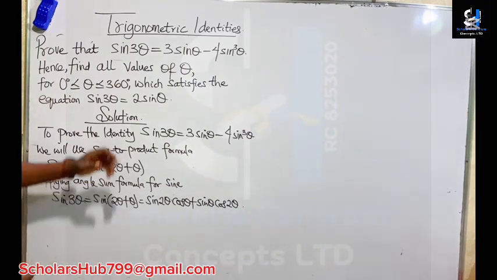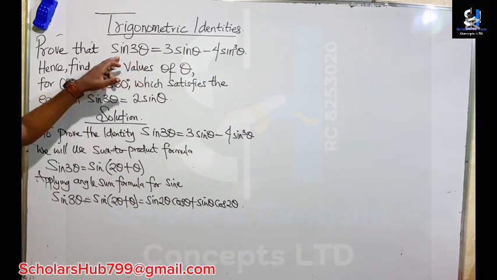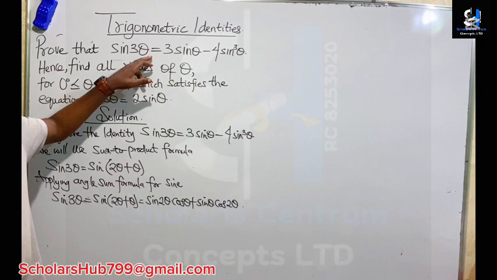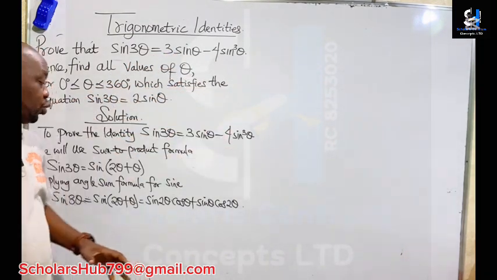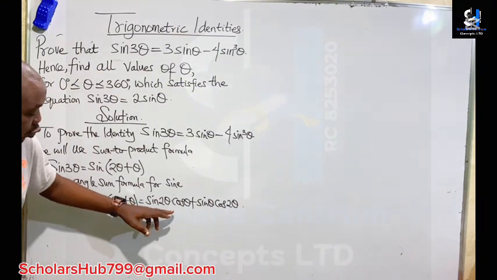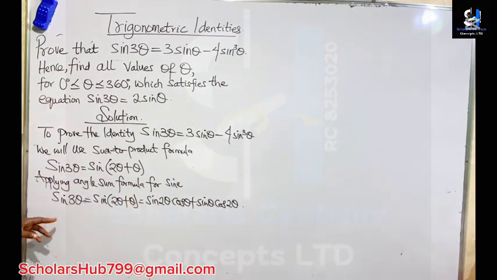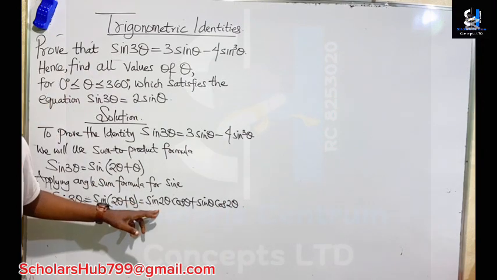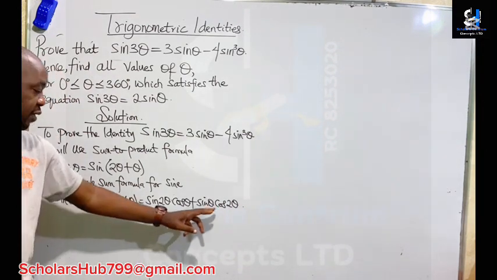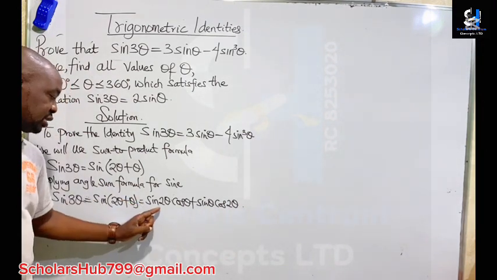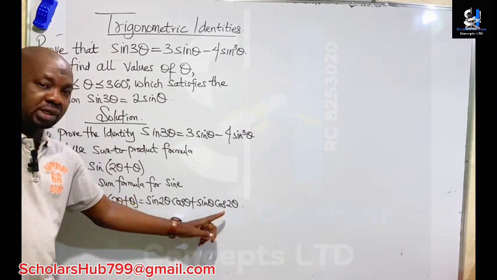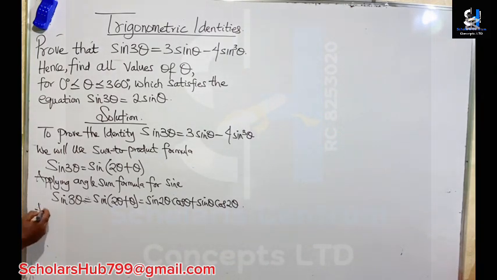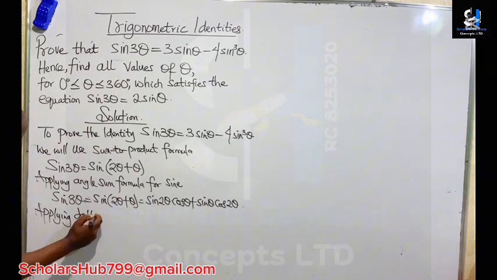Now remember, the identity we want to prove is sine 3 theta equals 3 sine theta minus 4 sine cube theta. So now we need to express this in terms of what? Sine. So we need to find the double angle formula for sine 2 theta, and that of cos 2 theta.